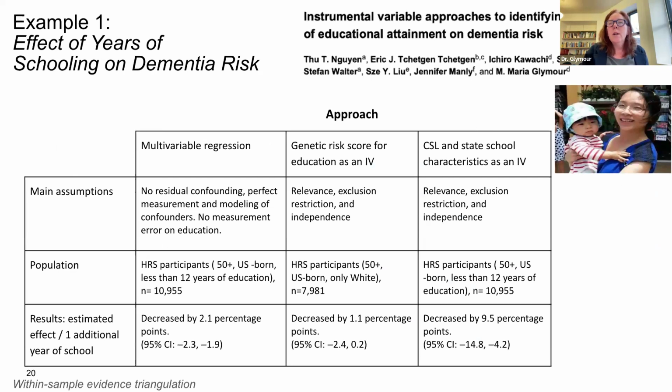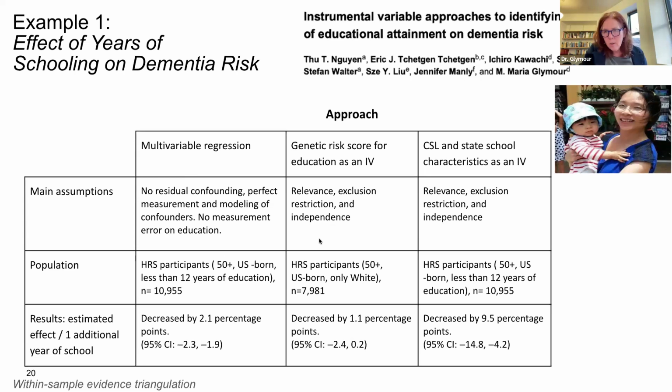This is work led by Tu Nguyen, who is now on faculty at the University of Maryland. And this is Tu's little one. We have several complementary studies, but I think this is a really nice illustration because she compared, within the Health and Retirement Study, the estimated effect of education on dementia risk using a confounder control approach, where she found, if you just control for covariates, you get an estimate that each additional year of schooling reduces cumulative incidence of dementia by 2.1 percentage points.